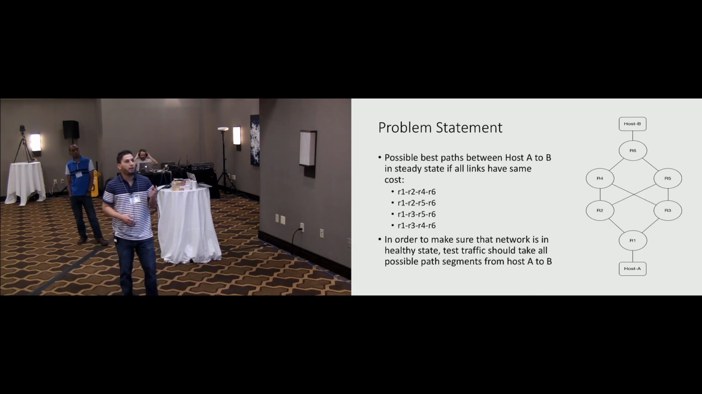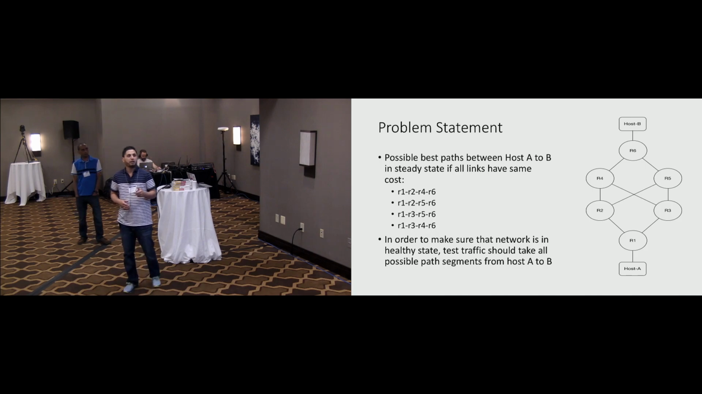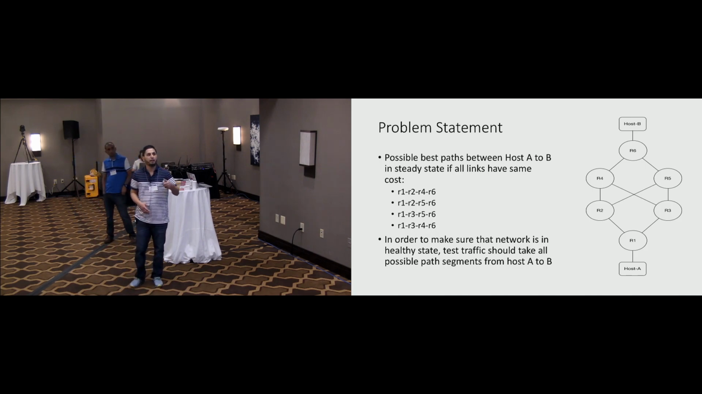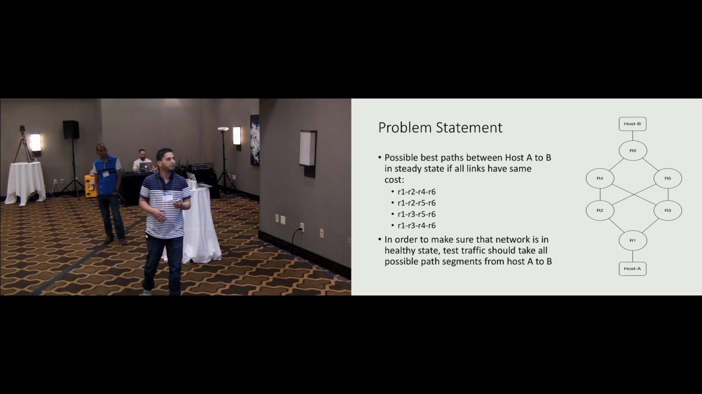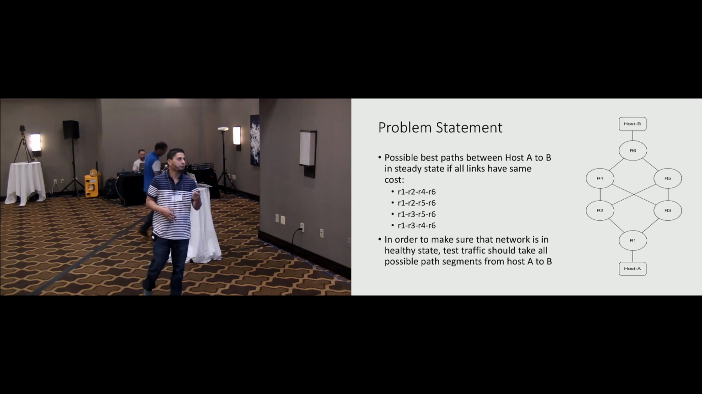So on the right, we have the topology that we'll be using in the hackathon today. You have 6 routers and 2 hosts. Considering all links have equal cost, between host A and host B, we have 4 possible best paths that we can use: R1, R2, R4, R6; R1, R2, R5, R6; R1, R3, R5, R6; or R1, R3, R4, R6.